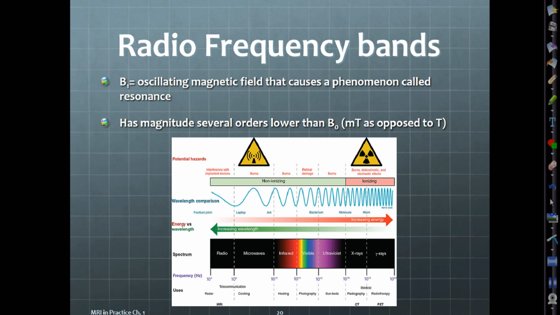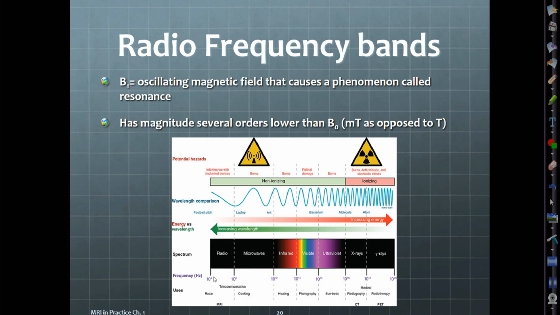90 degrees. Yes, the magnetic field and the electrical field are moving through space together at 90 degrees from one another. So this RF pulse actually has a magnitude several orders lower than B sub 0, so it's usually in the range of millitesla as opposed to Tesla. And remember, you're dealing really with radio waves.